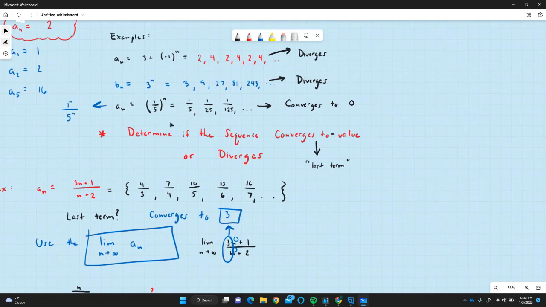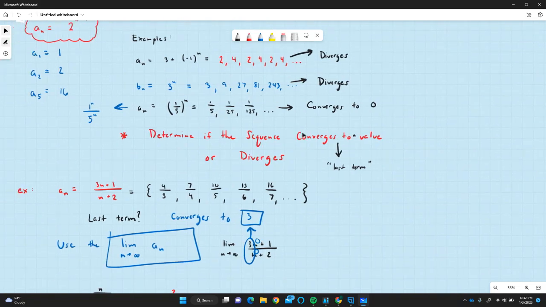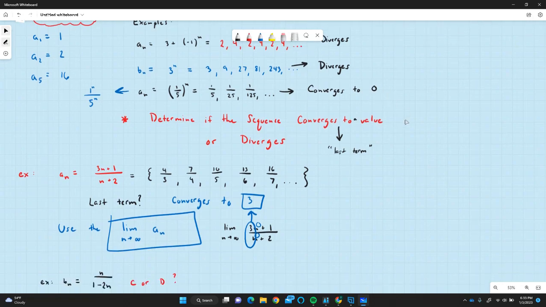It's the last one that, if you notice, we're getting closer and closer to 0. So this sequence converges to 0. Every term is getting closer and closer and closer to 0. The quote-unquote last term would be 0.